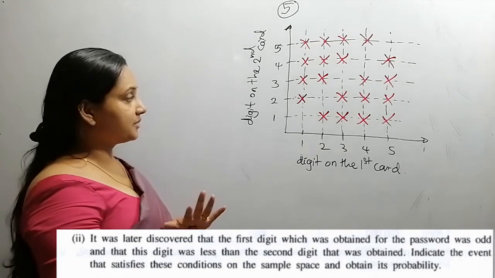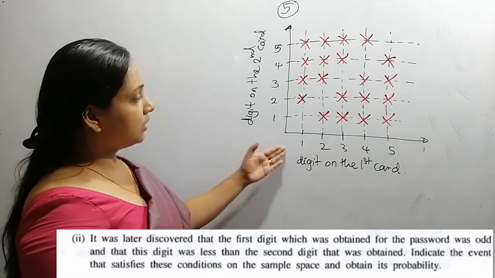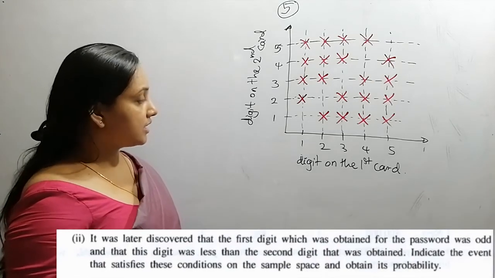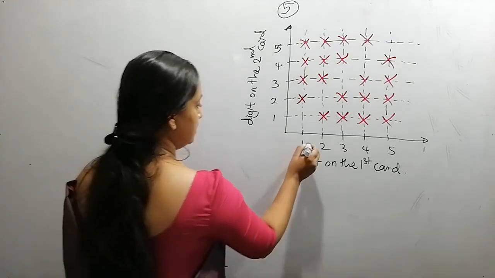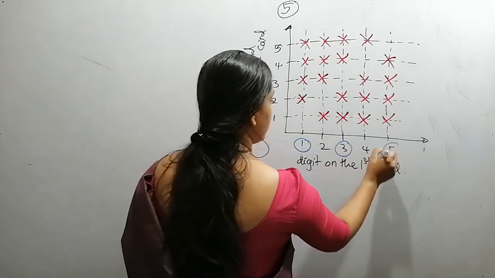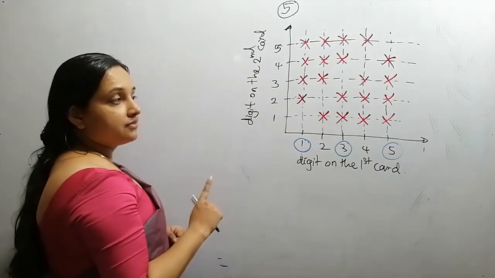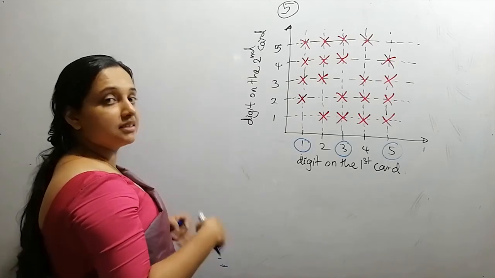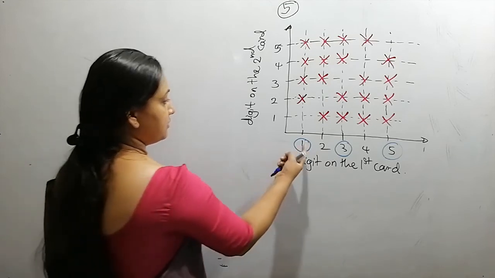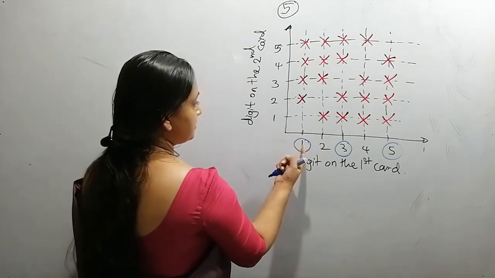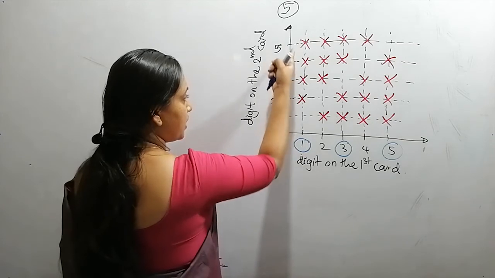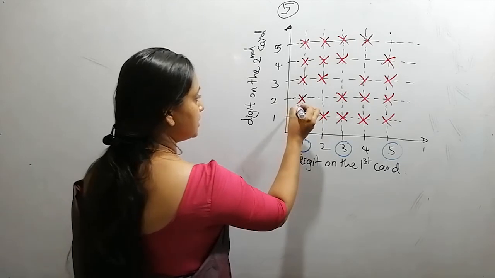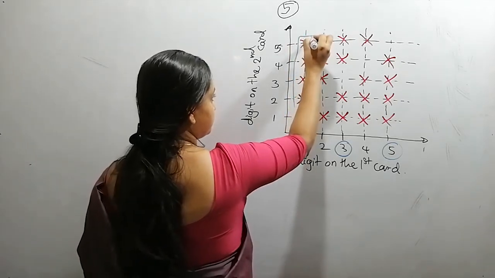How can you get this one? The first card should be an odd number. If the first card is an odd number, the first card could be 1, 3 or 5. And the first number is less than the second number. That means the second number is greater than the first number. Here, if the first number is 1, the second number is 2, 3, 4 or 5. That means these four numbers are greater than 1. Then the second number could be these 4.